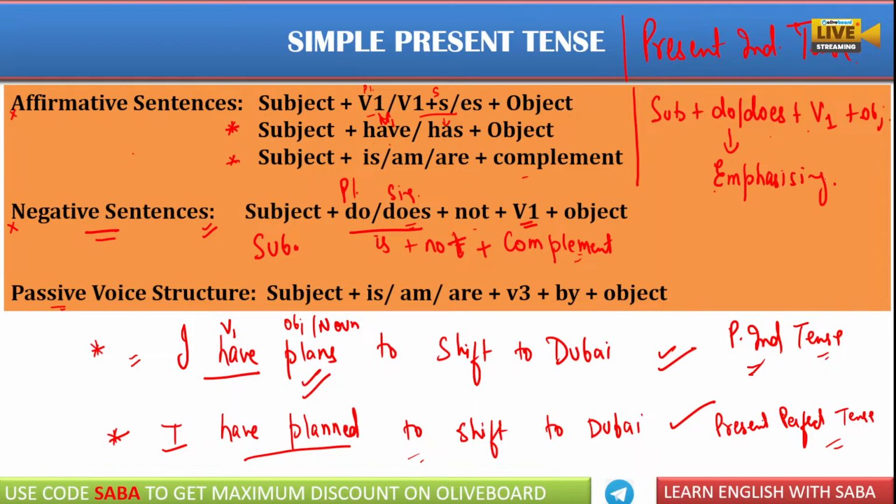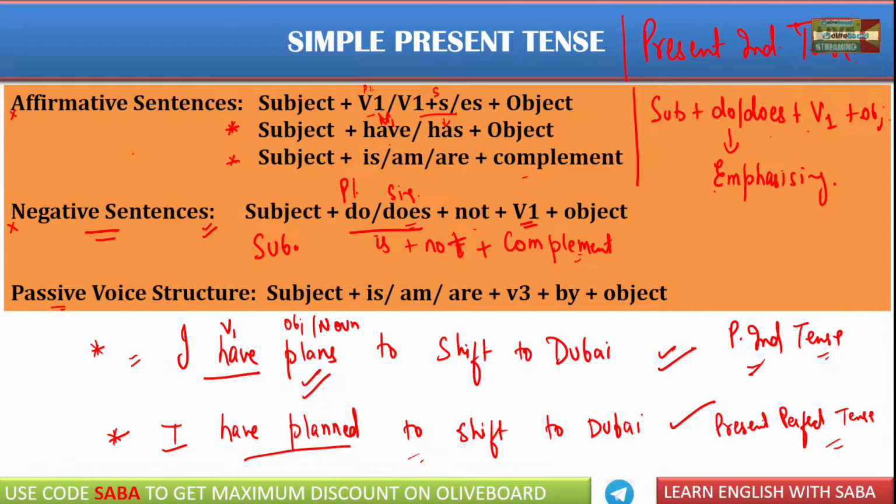If I say I do tell you what the correct structure is, so I do tell you means I'm emphasizing, कि मैं बताती तो हूँ. If I say I teach at 7 a.m., it is a normal sentence. But if I say I do teach at 7 a.m., it means I'm emphasizing that yes, मैं पढ़ाती तो हूँ.